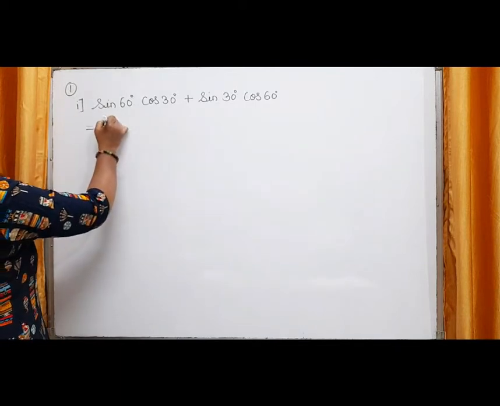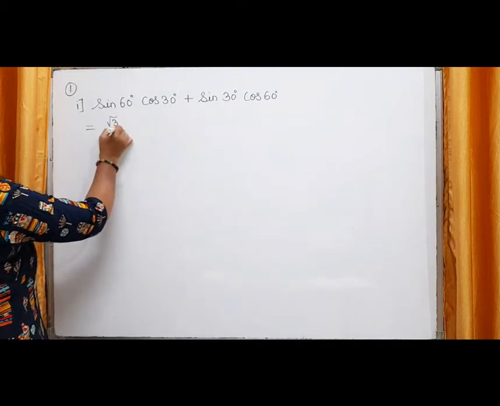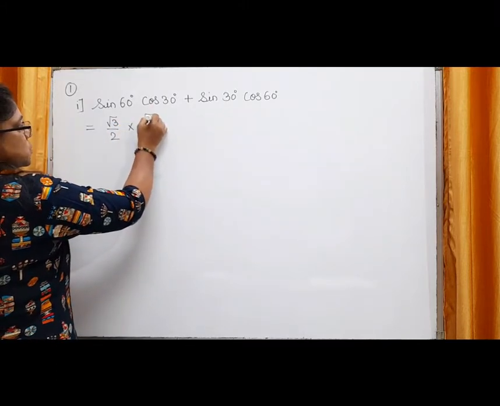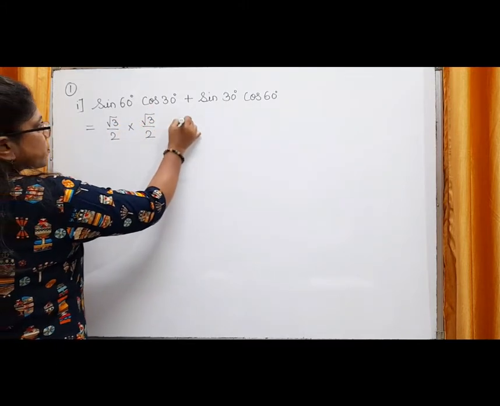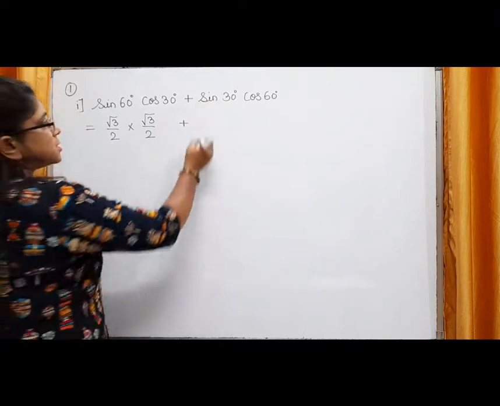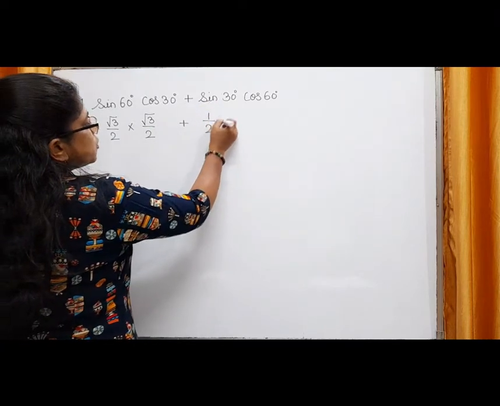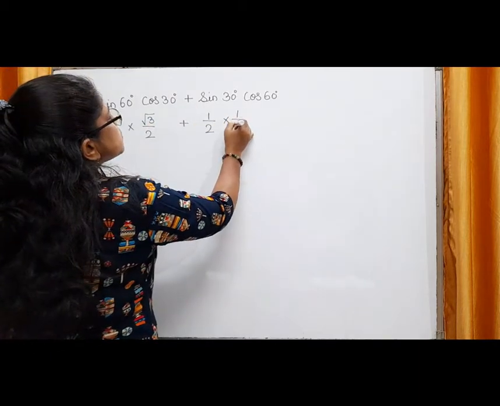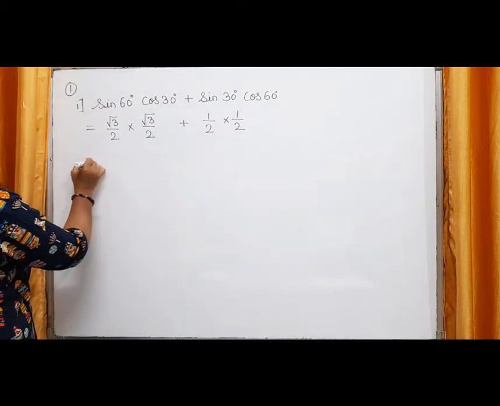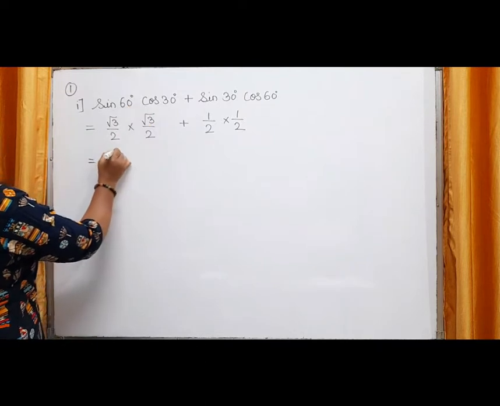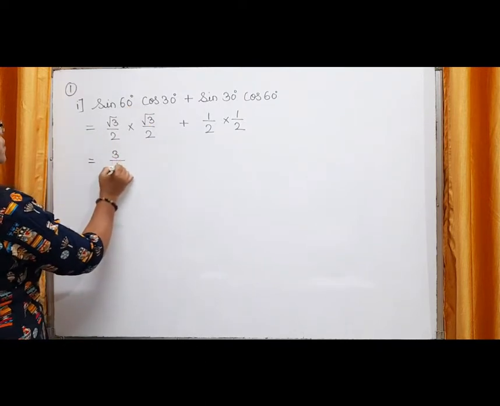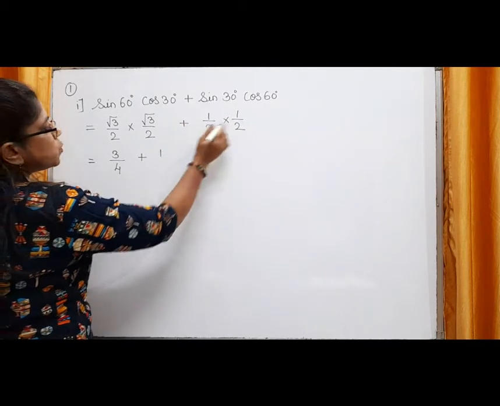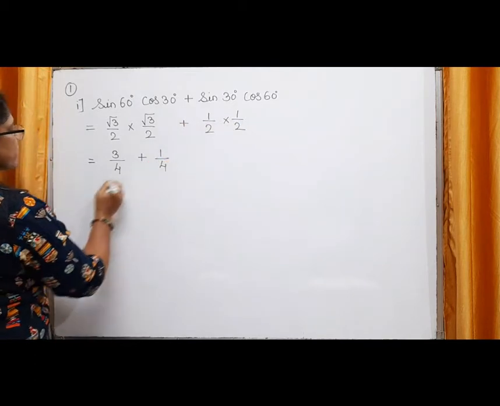Sine 60 is root 3 upon 2. Cos 30 is also root 3 upon 2. Plus sine 30 is 1 upon 2 and cos 60 is also 1 upon 2. Root 3 into root 3 is 3, 2 into 2 is 4, plus 1 into 1 is 1, 2 into 2 is 4.